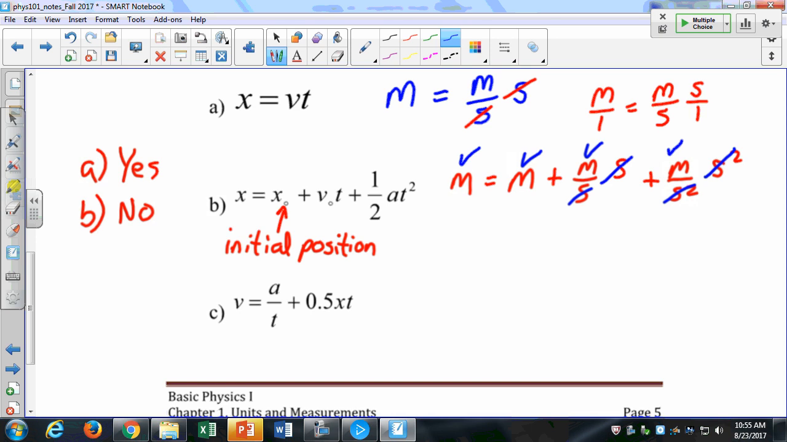Why don't y'all go ahead and give it a go for C. Just take a moment, take about 30 seconds, and start this one. You want to write in each term with its individual units. And then I'm going to jump in and help you a bit.